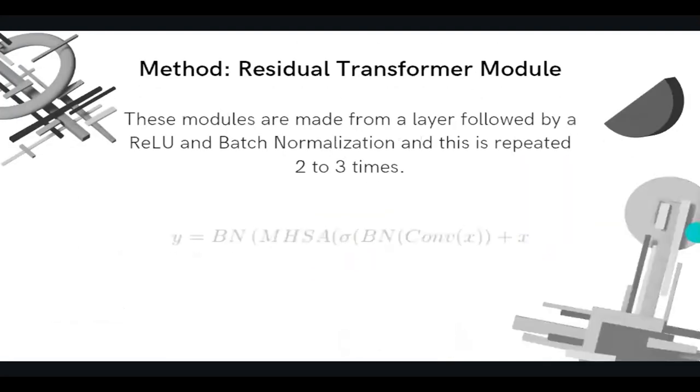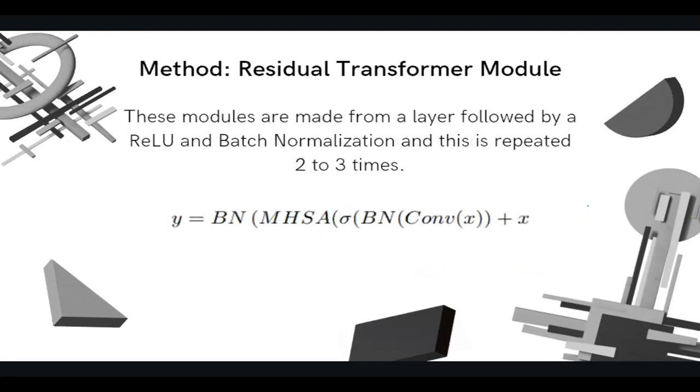So these modules are made from a layer followed by a rectified linear unit and then a batch normalization. And this is repeated 2 to 3 times. The RTM extends to 3D spaces by adding that position encoding that I was talking about previously to the 3D multi-head self-attention, which we'll be discussing next.